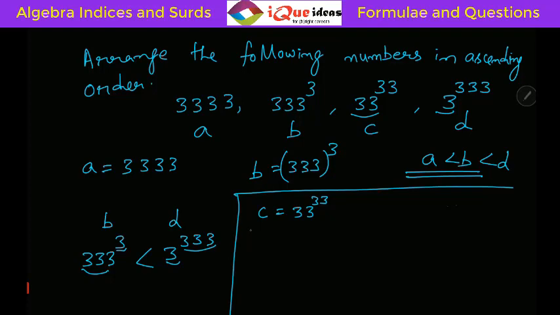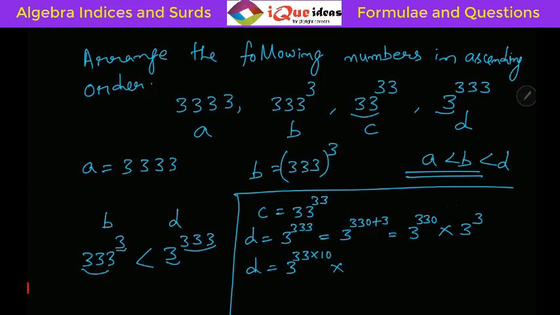D is equal to 3 to the power 333. 333 in the power can be written as 330 plus 3. That means it is 3 to the power 330 into 3 to the power 3. Now 330 is 33 into 10. So D can be taken as 3 to the power 33 into 10, into 3 cube, which is 27. So it is 3 to the power 10 whole to the power 33, into 27. Whereas C was 33 to the power 33.